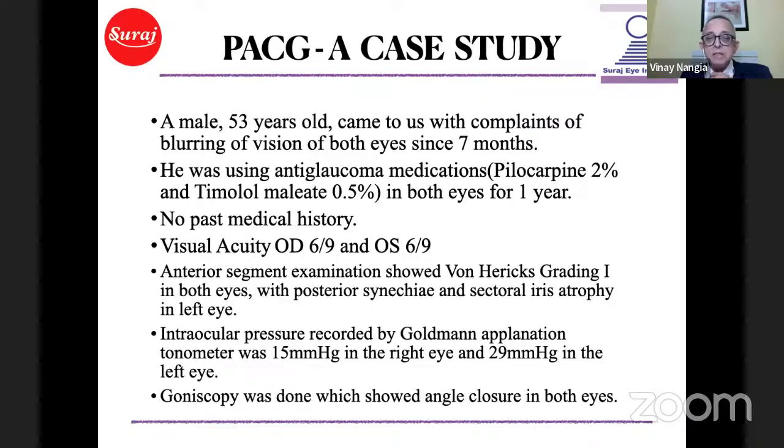The anterior segment examination showed a Van Herick's grading of 1, and there was posterior synechiae and sectoral iris atrophy in the left eye. The intraocular pressure recorded was 15 millimeters of mercury in the right eye and 29 in the left eye, and gonioscopy showed 360 degrees angle closure in both eyes.